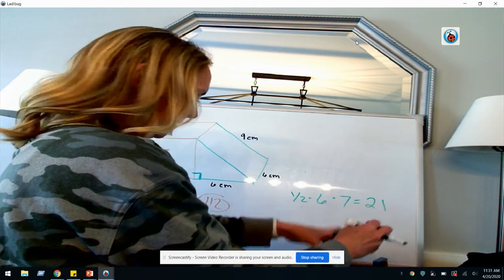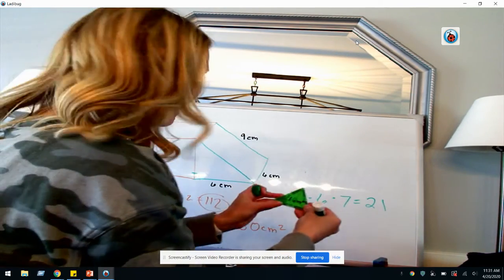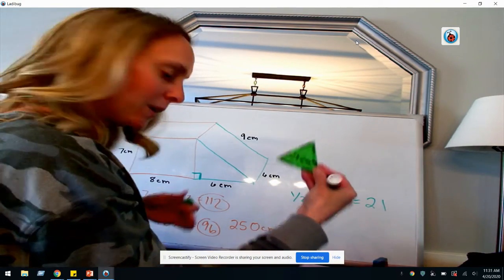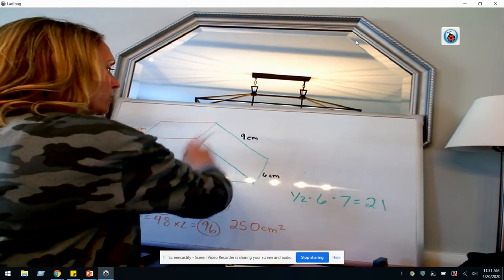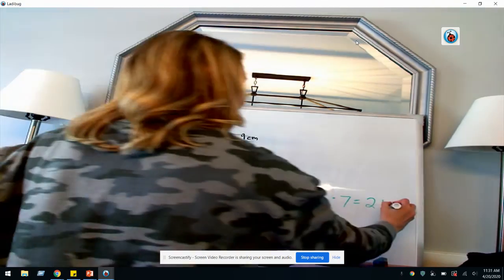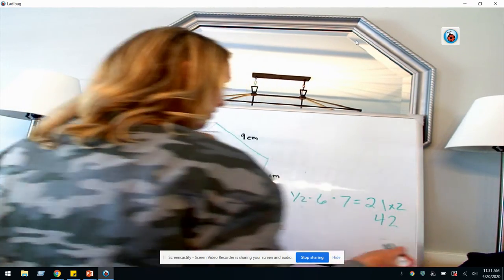That was the same as this triangle. But this one's a right triangle. This one's an equilateral one. Same area though. All right, so here, but remember I've got two of these triangles. There's one on the other side, so I'd have to multiply this by 2. So that's going to be 42.